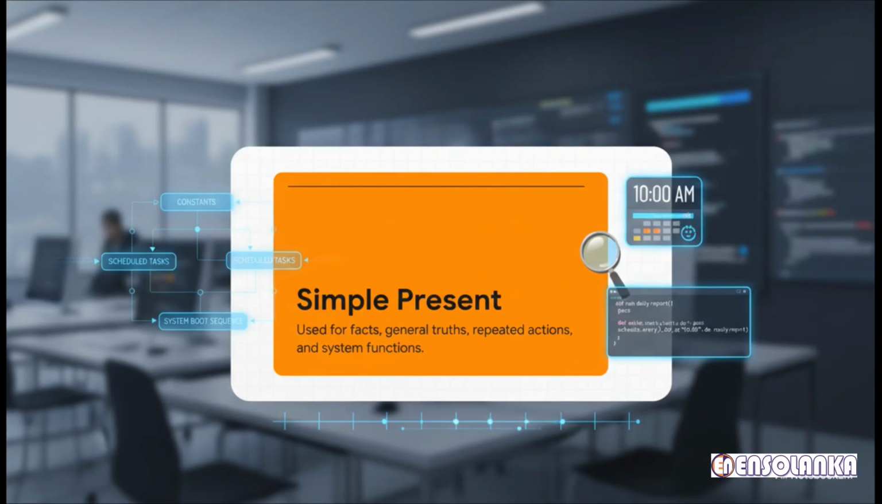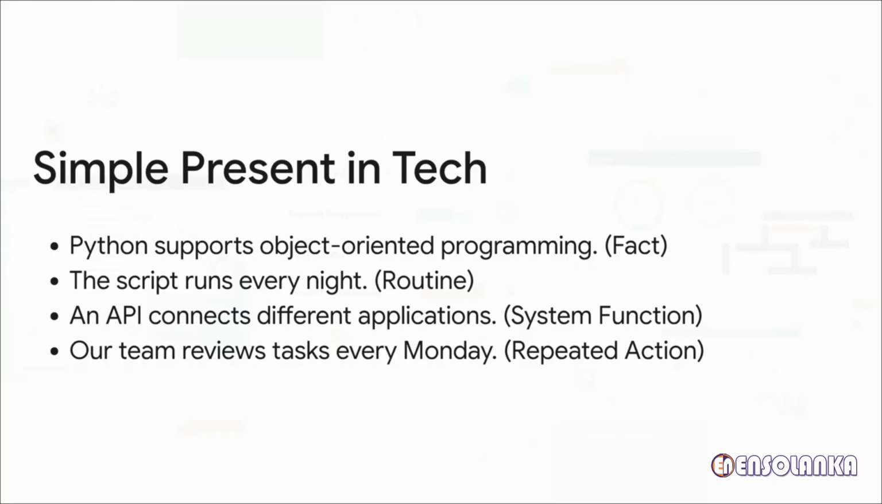Okay, we start with the simple present. I want you to think of this as your baseline tense. It describes the fundamental truths of your world, the facts, the scheduled jobs, and the core functions that are just always true. You can see from these examples how the simple present is really the backbone of technical docs and planning. A fact like "Python supports object-oriented programming" is a permanent truth. A routine like "the script runs every night" is essential for defining how your automated systems work. It establishes that reliable, repeatable behavior.